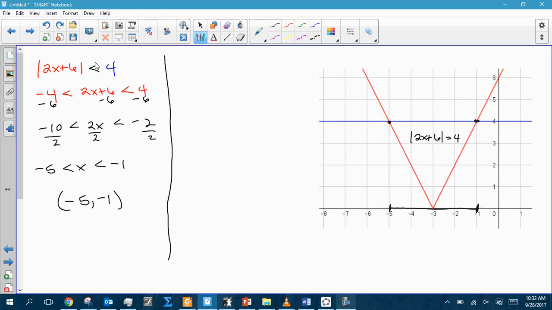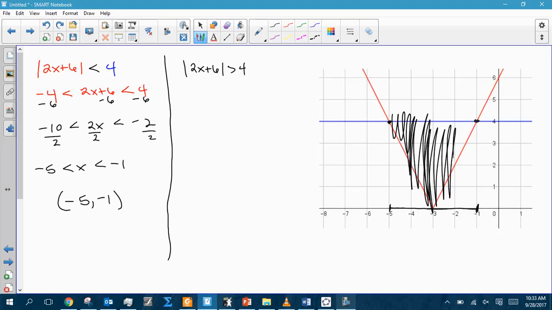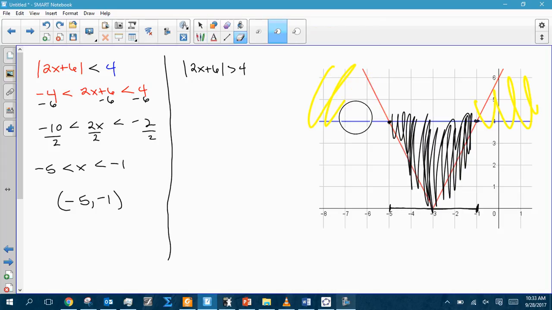We've now solved 2x plus 6 is less than 4, so where can we say that absolute value of 2x plus 6 is greater than 4? Well, if we know where it's equal to 4, and we know where it's less than 4, that eliminates all of these. We've already taken care of those things. Doesn't it make sense then that the stuff here in yellow would be the regions where they are greater than 4? Okay. So that's the whole idea.